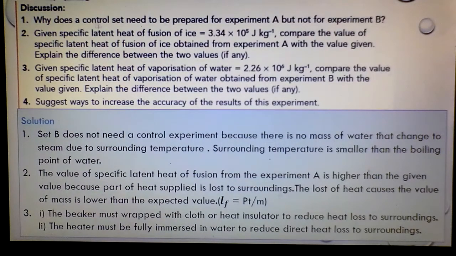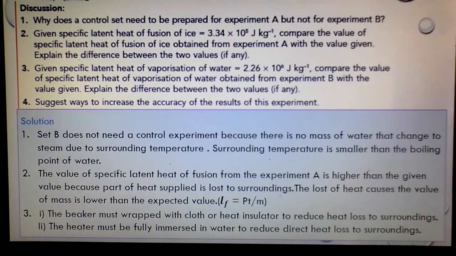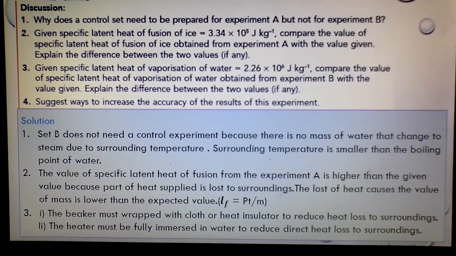So why does a control set need to be prepared for experiment A but not experiment B? Experiment B does not need a control experiment because there is no mass of water that changed to steam due to surrounding temperature. As we know, surrounding temperature will never reach the boiling point of water. So surrounding temperature does not cause the liquid to change to steam or gas.